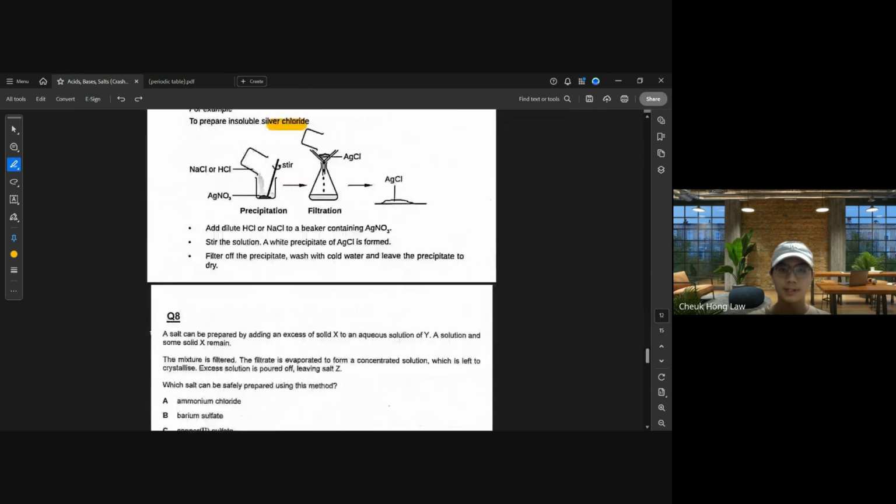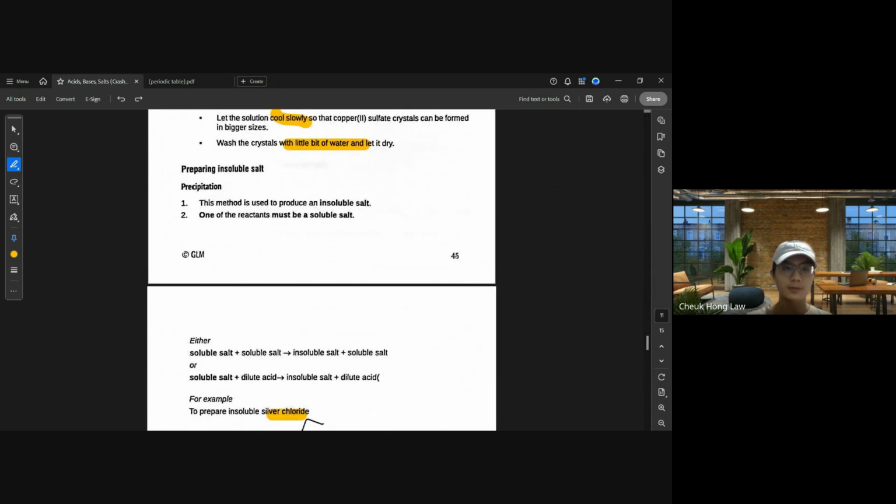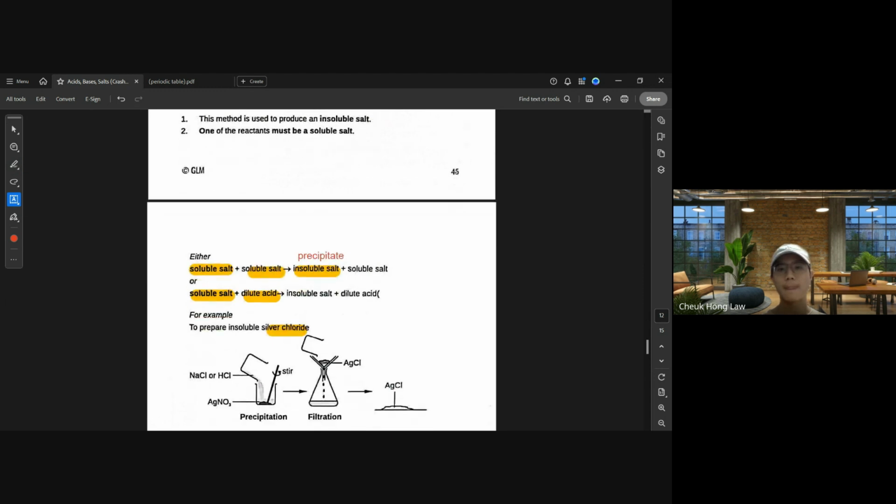So what's the process like? You can have two types of reactants. Either a soluble salt and a soluble salt. Two soluble salts react together to form an insoluble salt. Or you can have a soluble salt and a dilute acid. Acid plus soluble salt react together to form another insoluble salt. And this insoluble salt is also known as your precipitate. Precipitate means insoluble salt.